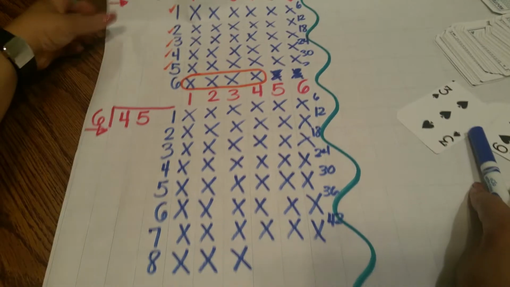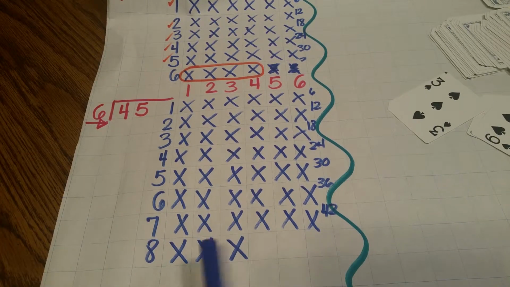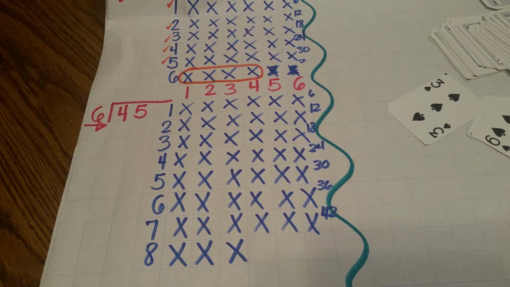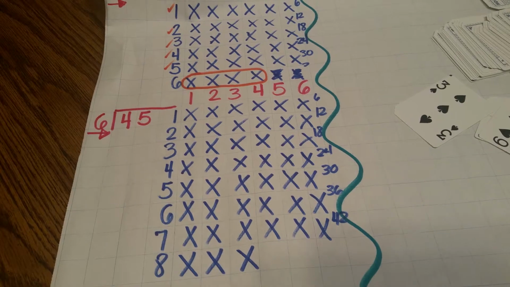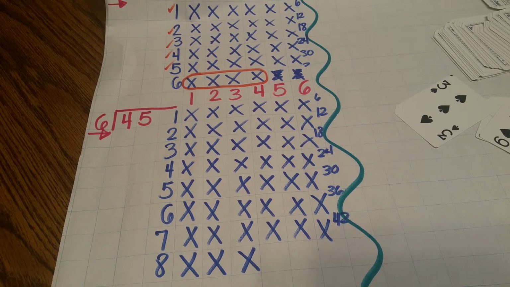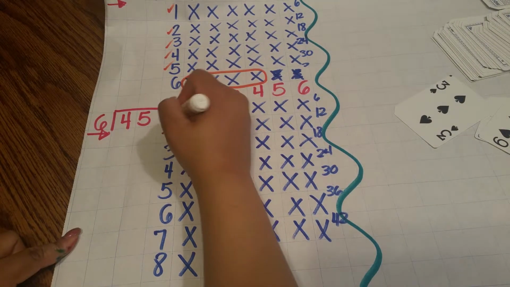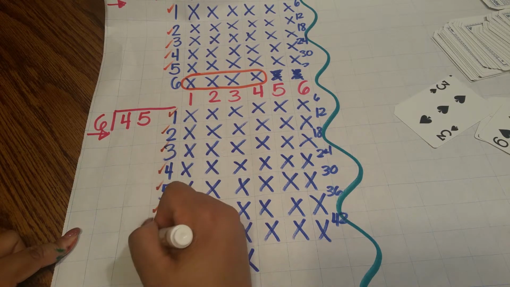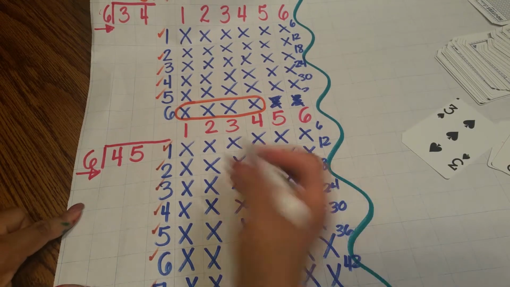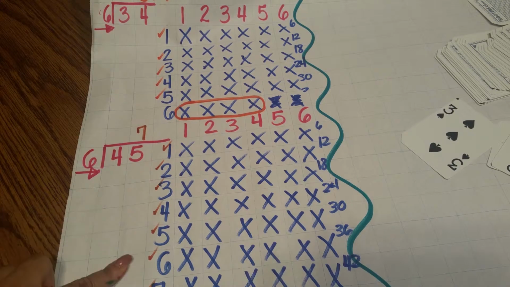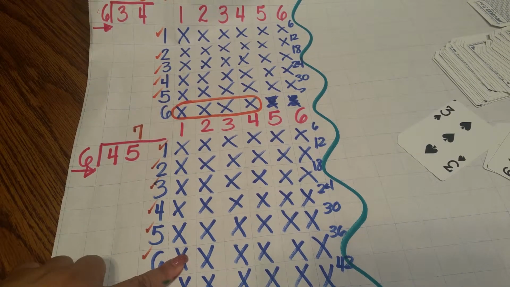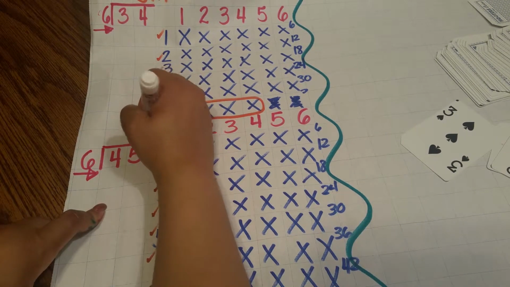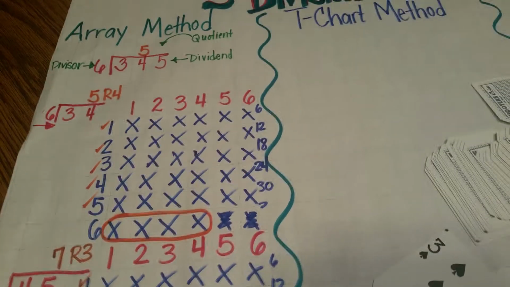Move it up so you can see. So now I have my 45 X's. So this time I need to figure out again how many full rows do I actually have. And I have 1, 2, 3, 4, 5, 6, 7 full rows. So I know my quotient is going to be 7. And I do have a remainder of 3 X's. So a remainder of 3.